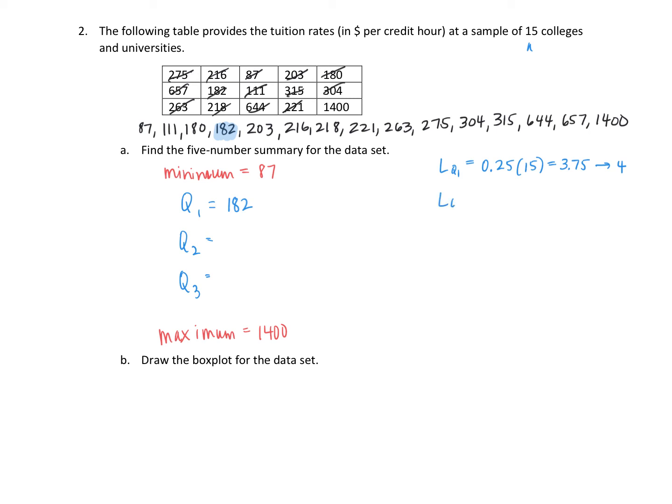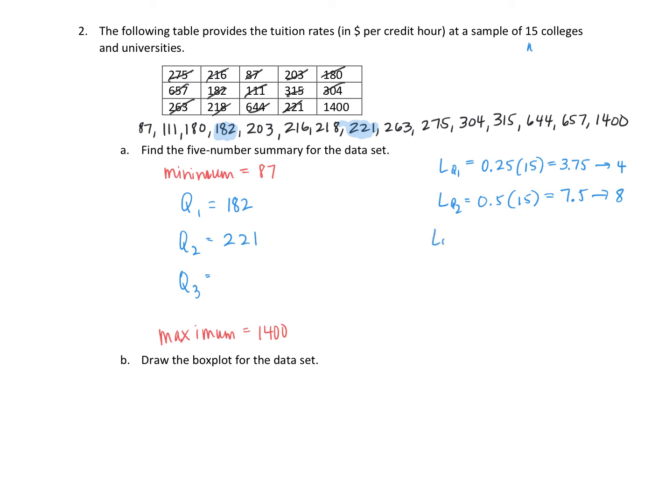Okay, now we're going to do the locator for Q2. Q2 is in the middle, so it's 50%, so 0.5 times 15. When you do that, you'll get 7.5. Again, it's not a whole number, so you round up to 8. So you're looking for the value in place 8. So 5, 6, 7, 8 is 221. So 221 is Q2.